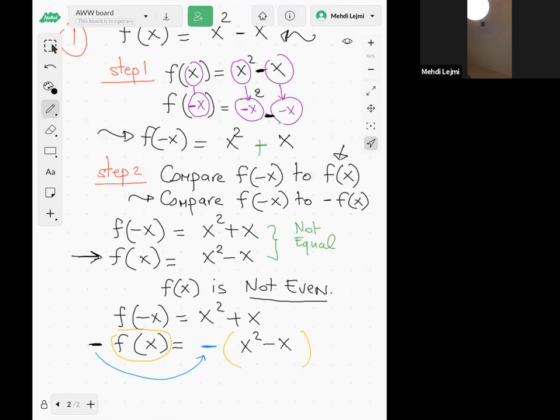So it's going to be equal to minus x squared, and then minus minus. Distribute the sign: this minus here and this minus here will be a plus. So plus x. Okay.